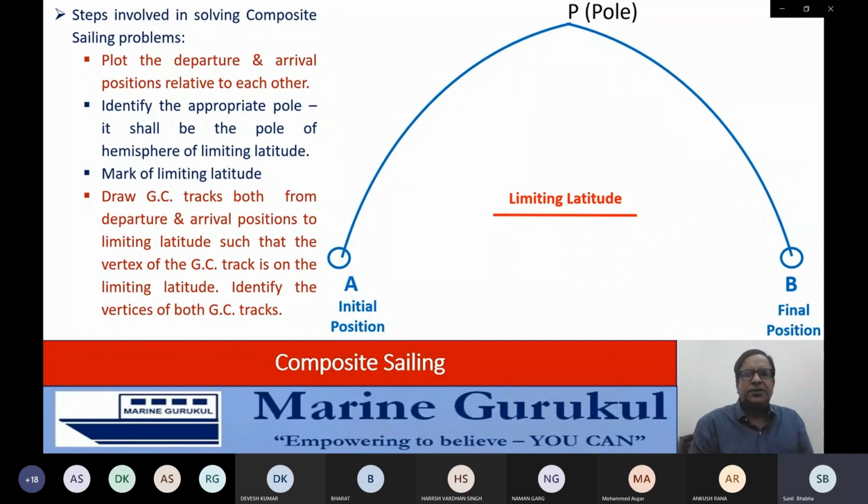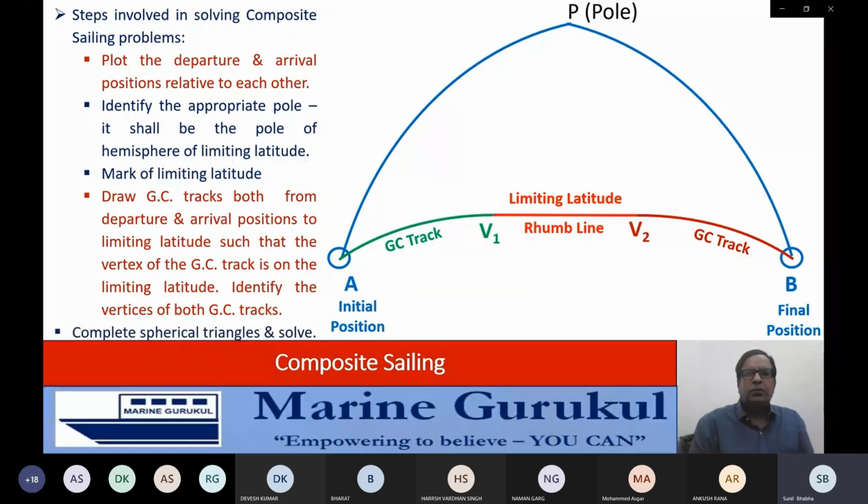Next we draw a GC track passing through A with its vertex in the limiting latitude, the way the green track has been drawn. And here is the vertex of this track, V1. Likewise, we draw a track between P and the limiting latitude with the vertex in the limiting latitude, and V2 is the vertex of that track. Now this entire track from A to B has three stretches. One is A to V1, which is a GC track, V2 to B, again a GC track, and V1 to V2, rhumb line sailing along the limiting latitude.